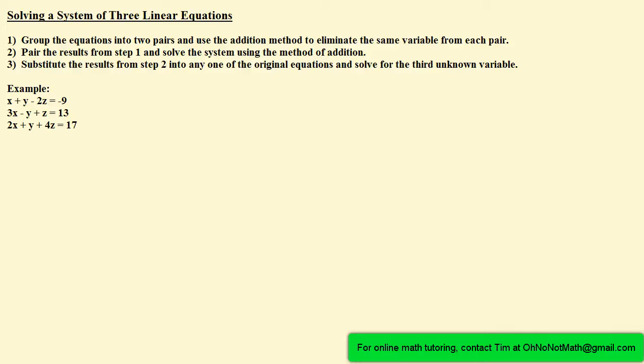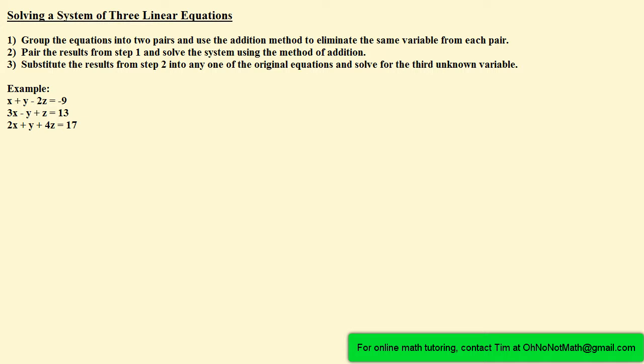Solving a system of 3 linear equations. So there are 3 basic steps that we can use for solving these types of problems. Step 1 is to group the equations into 2 pairs and use the addition method to eliminate the same variable from each pair.